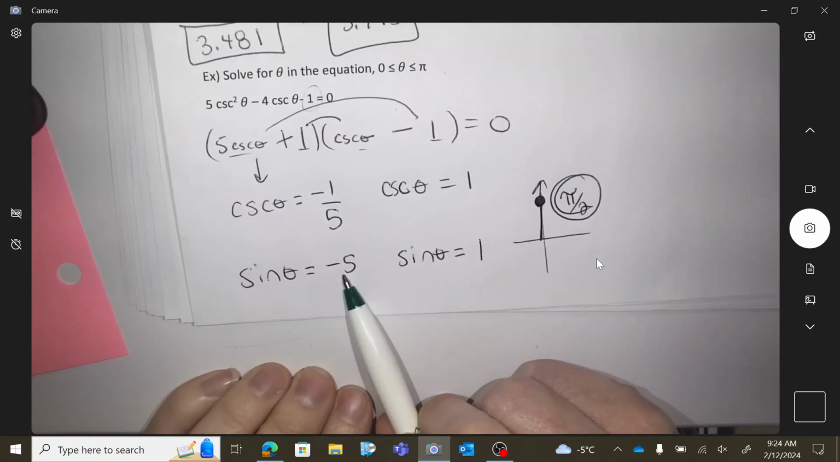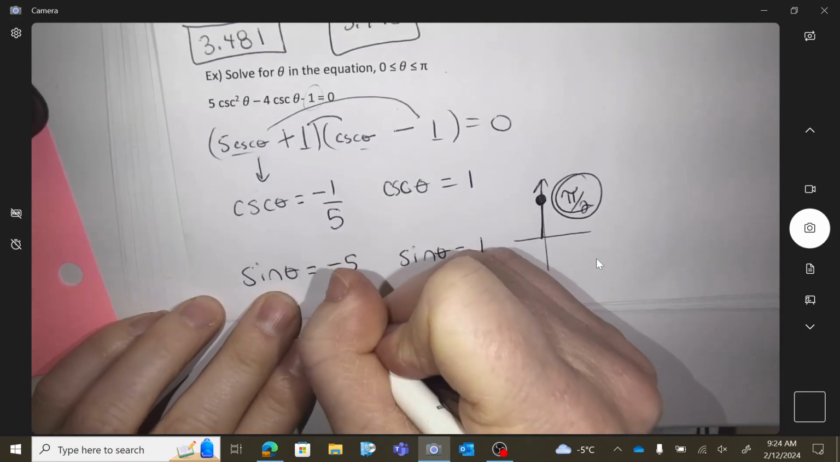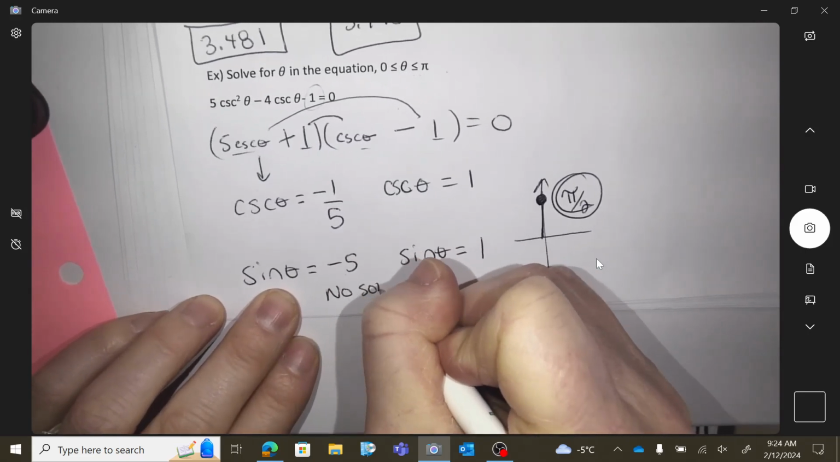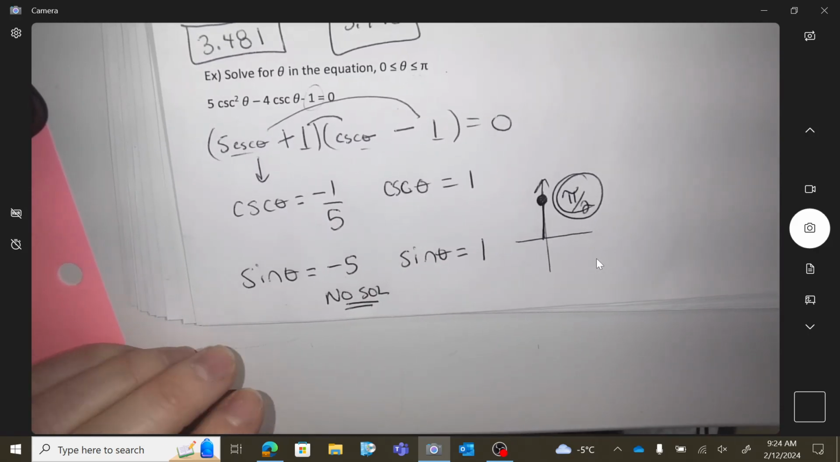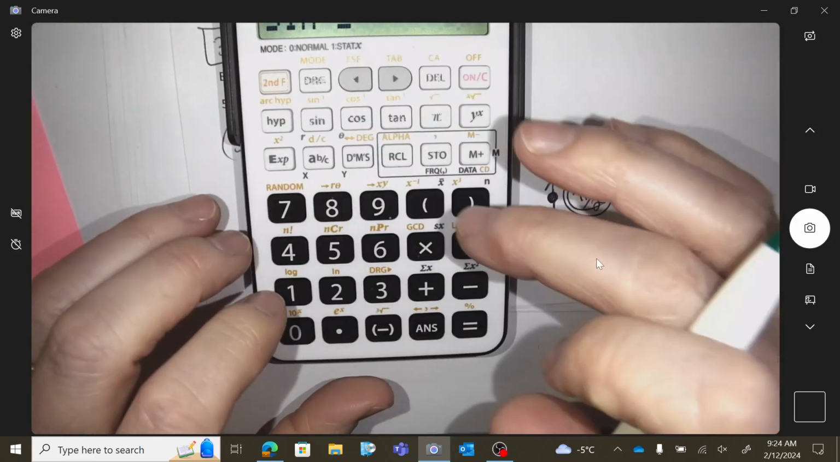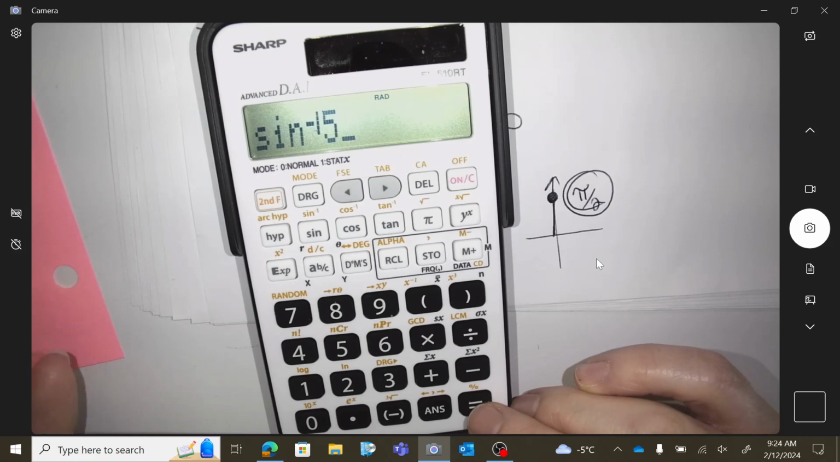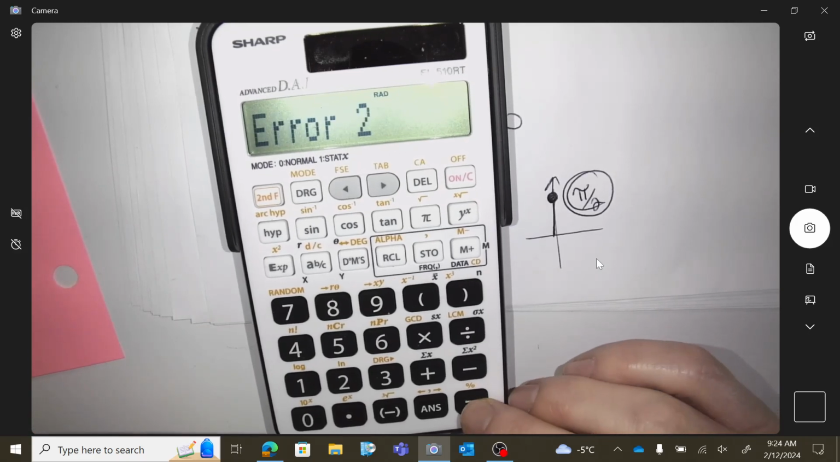Okay, this is not going to work. So you have to make a statement called no solution. And then here's a couple things. Let's say you didn't know this and you typed it in your calculator and tried to inverse sine of 5. Error.